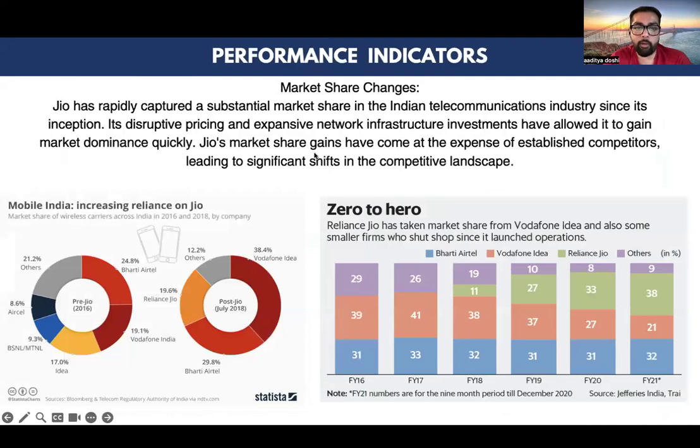The other performance indicator is the market share and the changes in it. As you can see in the graph, before Reliance Jio, the market was equally divided among many players. But after Jio entered the market, the other players went down from 21.2% to 12.2%, and Jio gained a position of 19.6% in 2018, where it was released in 2016, just in 2 years. In the next graph, from 2018 to 2021, Jio became the smallest player to the biggest giant in the telecommunication industry by acquiring 38% of the market share.